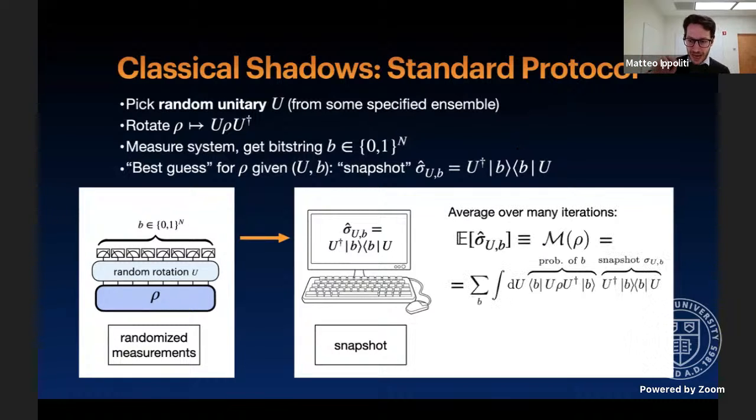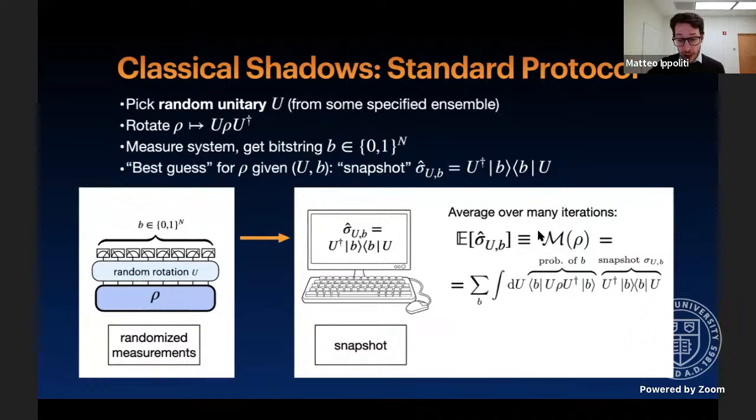And we can aggregate many iterations of this experiment, of this protocol, and average all of these snapshots. And what we get is written here. So if you think about it, it's some kind of weighted average of these snapshots, weighted by the Born probability of measuring that particular outcome. And you can check that it's in fact a state, and it depends linearly on rho. So for those of you who know the quantum information jargon, this is a quantum channel. It's some kind of evolution applied to rho.